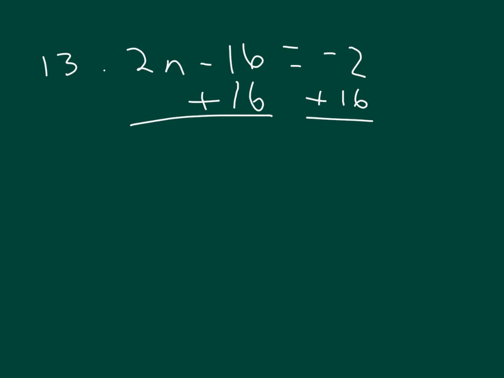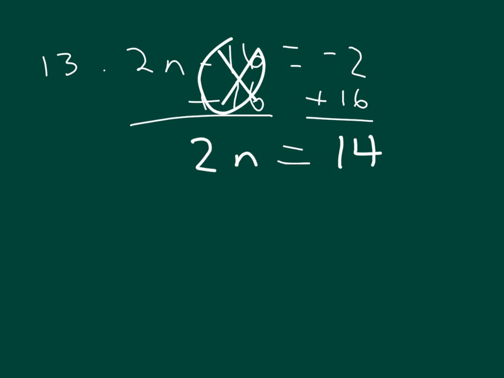This equal symbol has to stay in here all the way through. So we have the left side and the right side. Maintain that left, right, and equal symbol. This is a zero pair. We're left with 2n. 16 positives and 2 negatives. The net is 14 positives. And we undo multiplying by dividing.